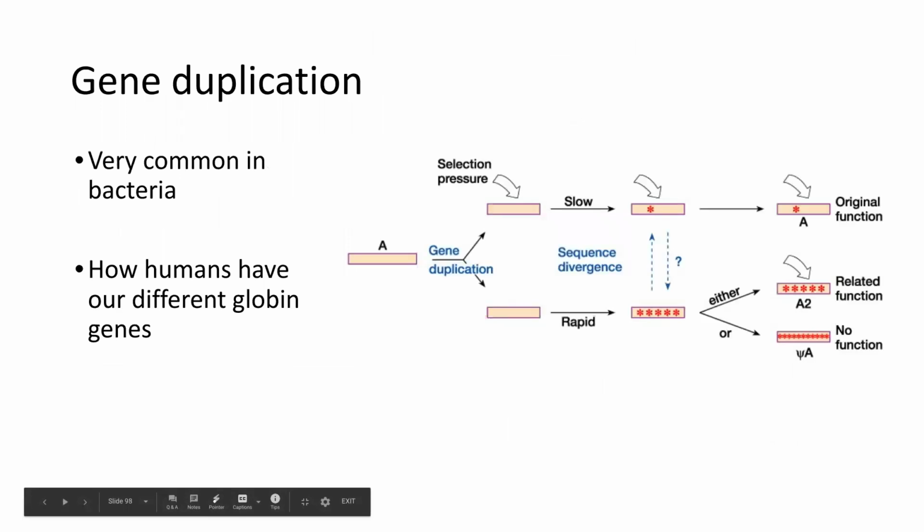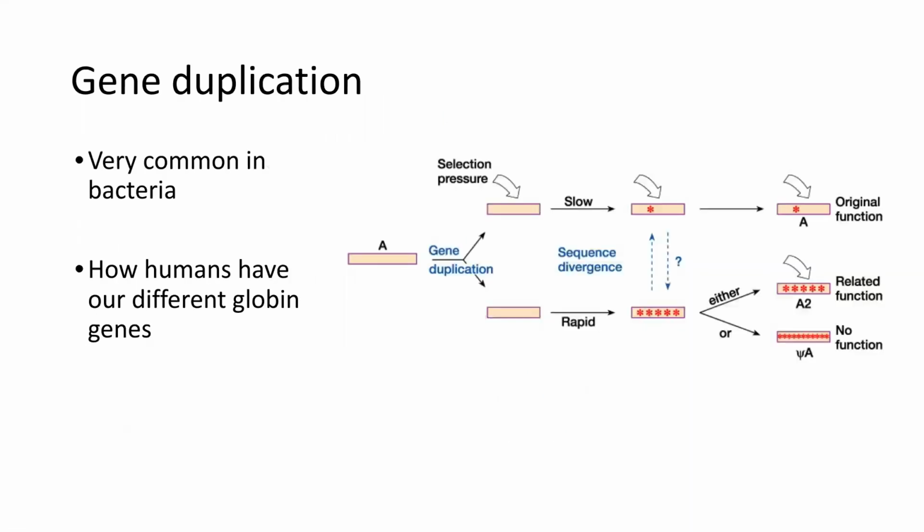This is something that's super common in bacteria, and it's also pretty common in humans. If you ever wondered how you got your different types of hemoglobin, you got it this way. The way gene duplication works is you have a gene, and it gets duplicated in your genome by accident. Then you either have slow sequence divergence or slow mutation, which leads to the maintenance of the original function of the gene.